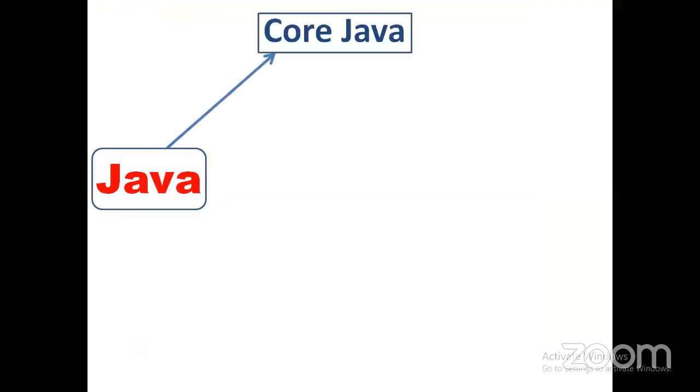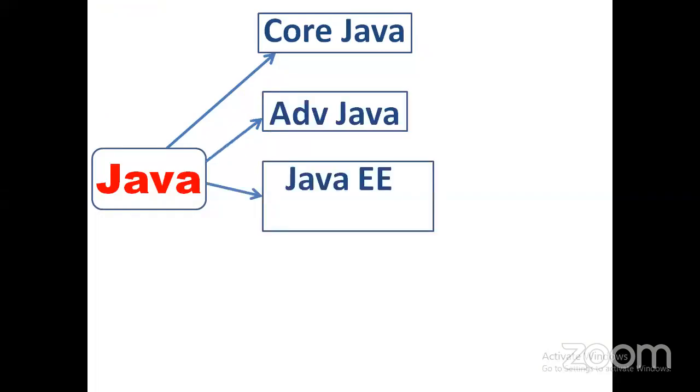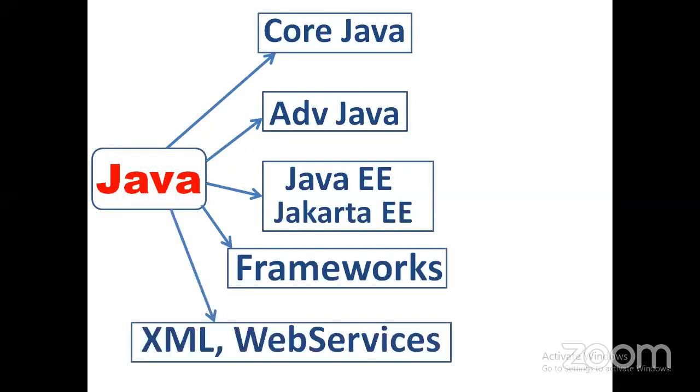Okay, for developing, the Java language is divided into basically 4 sections: Core Java, Advanced Java, Java EE. In the olden days it was called Java EE, nowadays it is called Jakarta EE. Then frameworks, XML web services. This is just the Java package. Other courses like Oracle and HTML, whatever I told you, are additional courses that you have to learn along with this Java. So Java: Core Java, Advanced Java, Java EE, Jakarta EE, frameworks, XML web services. So these are the 5 courses you have to learn as part of Java.